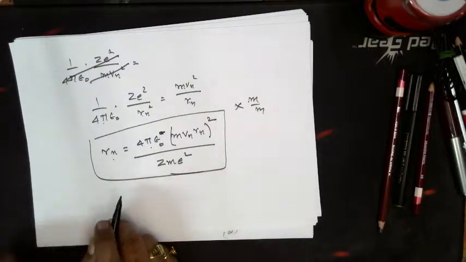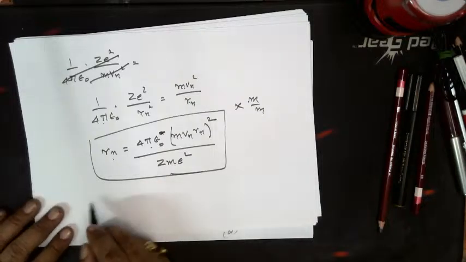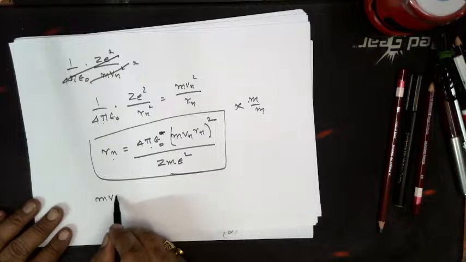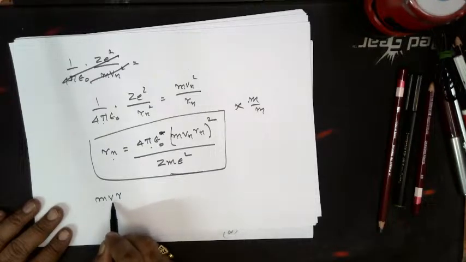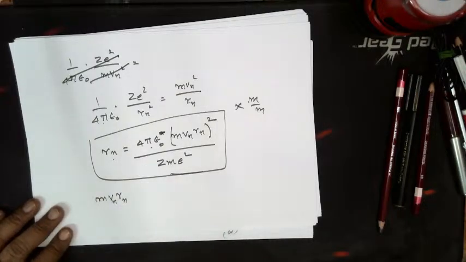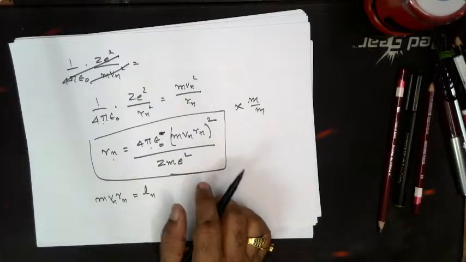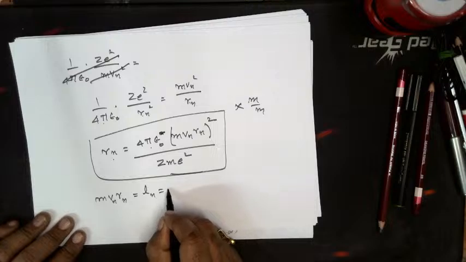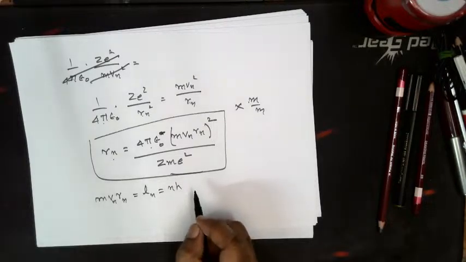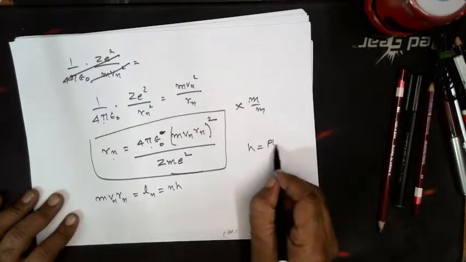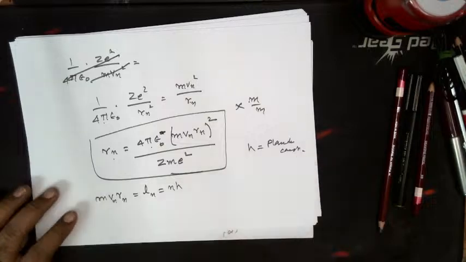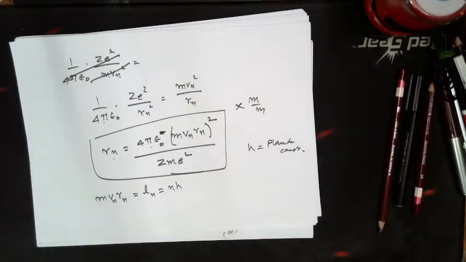Now, according to Bohr's assumption, the angular momentum is given by mvr, that is m Vn Rn for the nth orbit. That is the angular momentum Ln. This is called the angular momentum quantization condition. It is given as integral multiples of h, so we can call it nh, where h is Planck's constant. So we now have m Vn Rn equal to Ln, that is equal to nh.